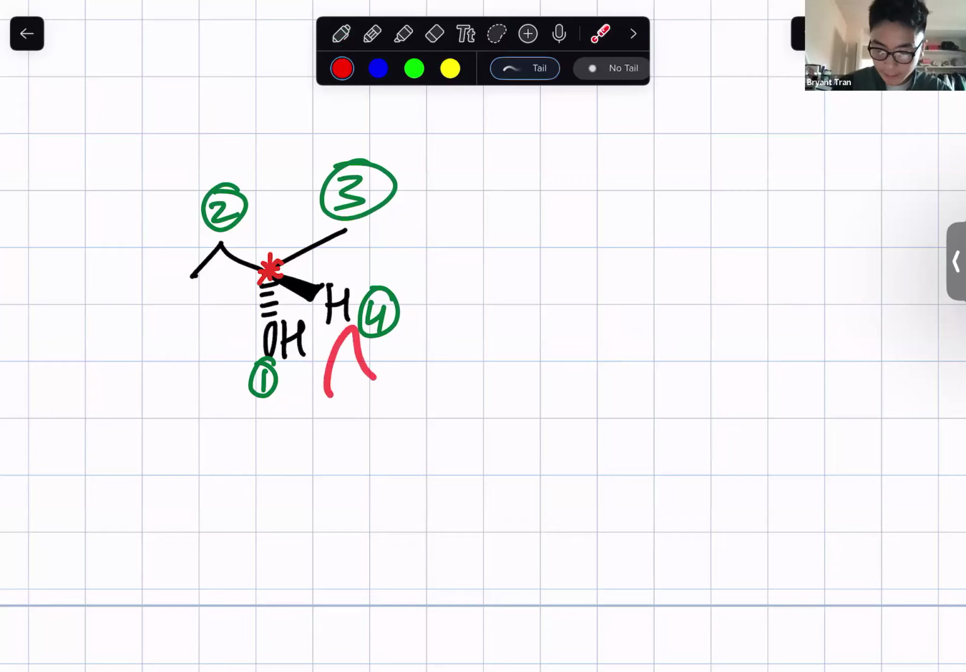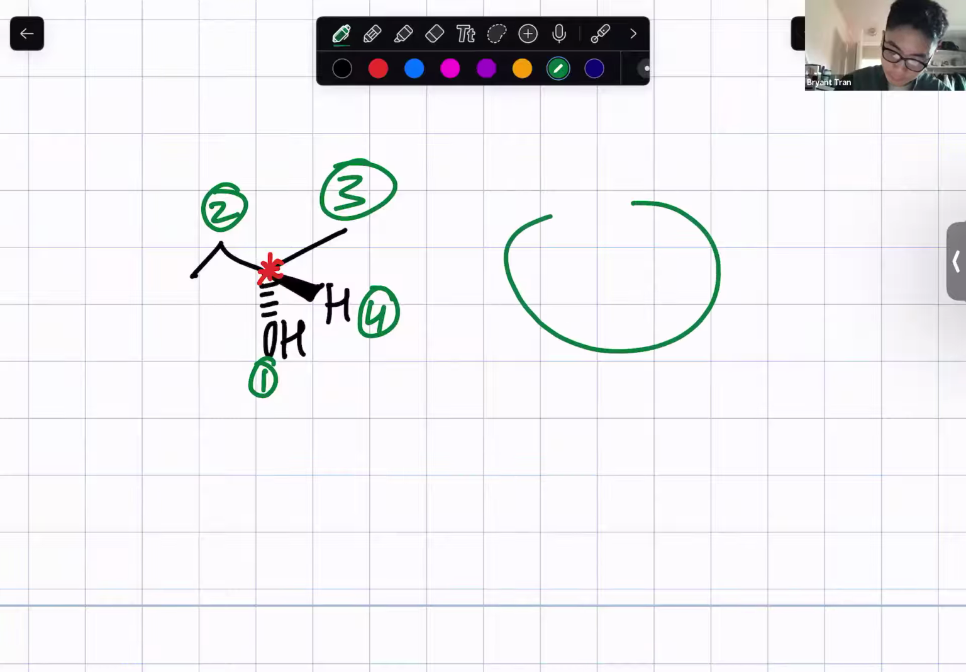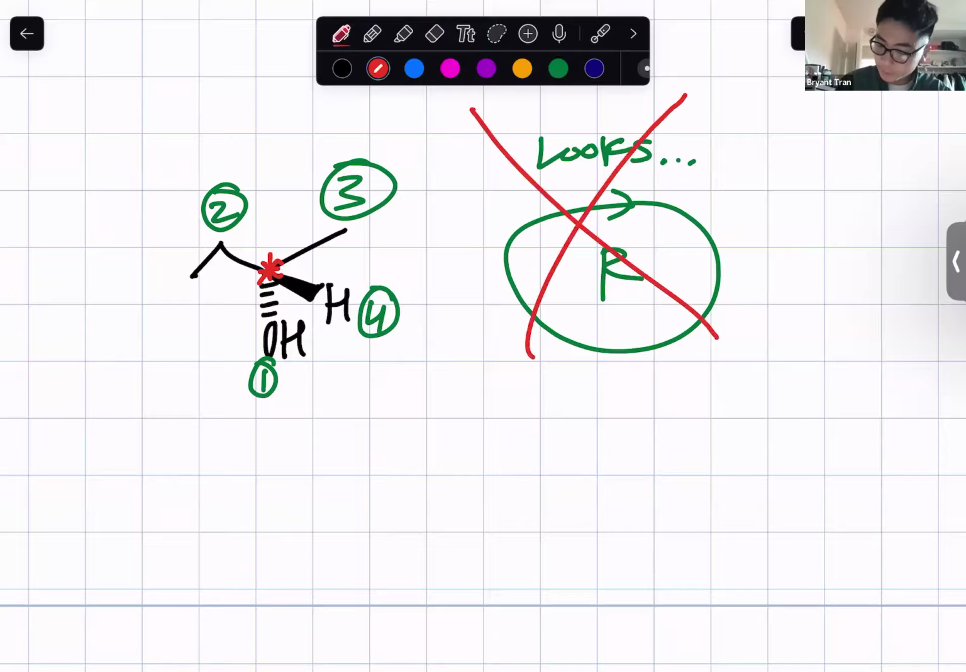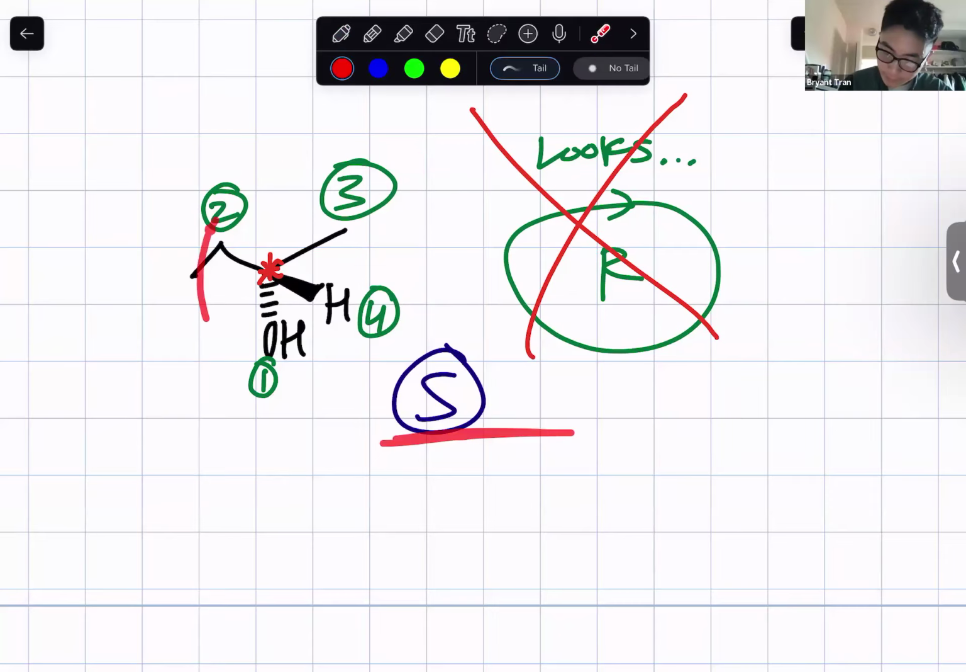But now look at the lowest priority group hydrogen here. It's on the wedge going towards you. So we cannot do it normally, right? But a trick here is that you just trace it how it looks, which is going to be clockwise, R. It looks R, but it's not actually R. You invert it, right? So it's going to be S. And the reason why we do that is because the lowest priority group here, hydrogen, is on the wedge, right? Okay. Any questions on this so far?